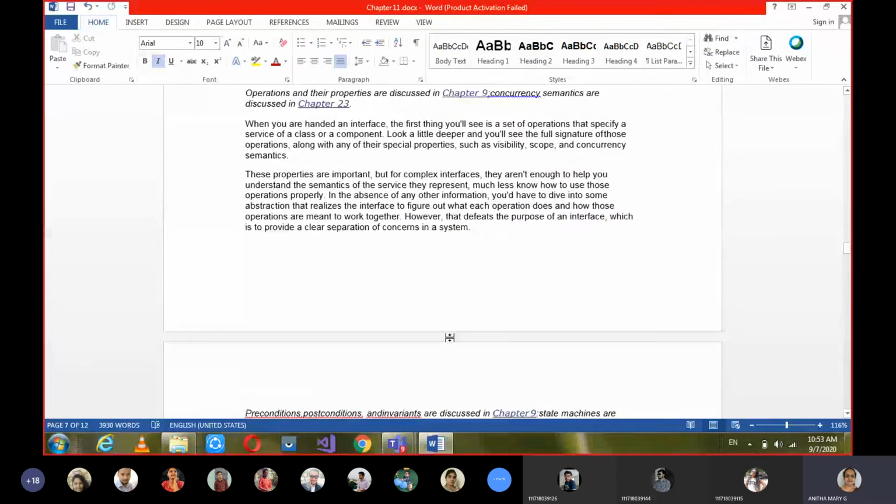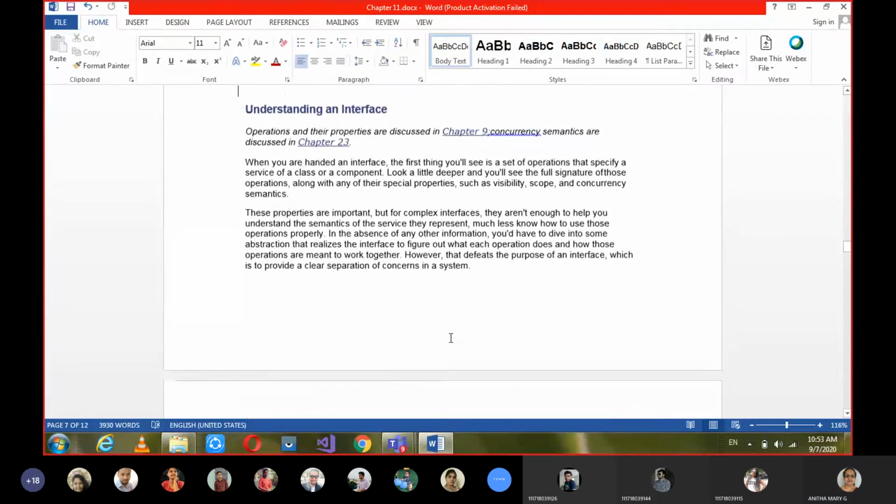Moving on to the next common terminology of this chapter, the fourth one, understanding an interface. An interface is nothing but a set of operation signatures. It is going to provide a service for a particular class or a component. Here the full signature of the operations is given, and that is what we were saying.